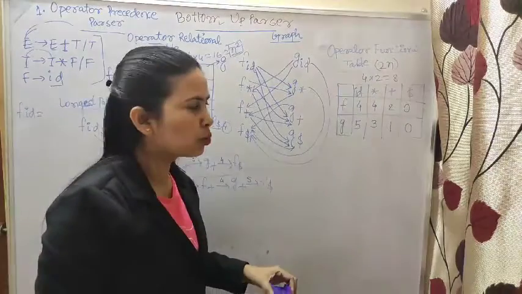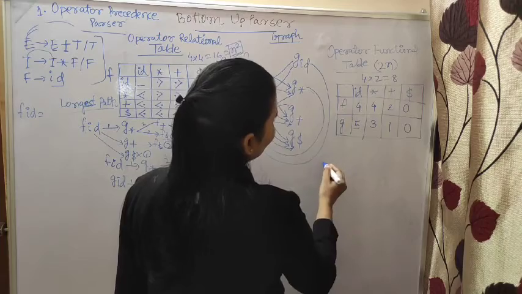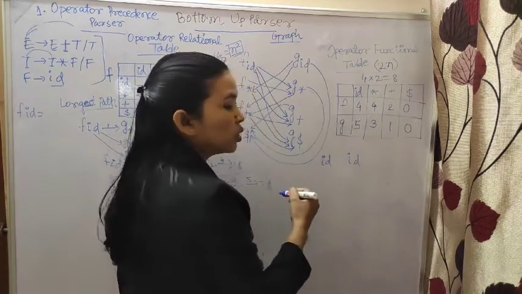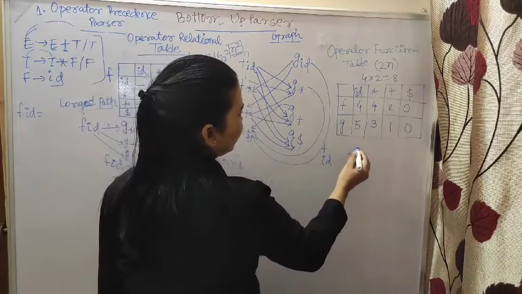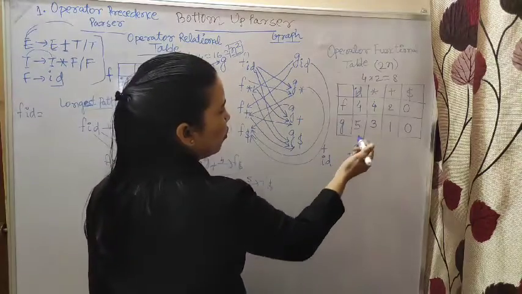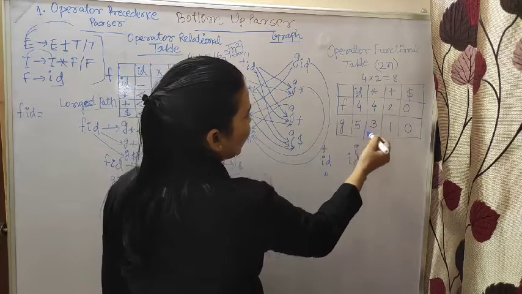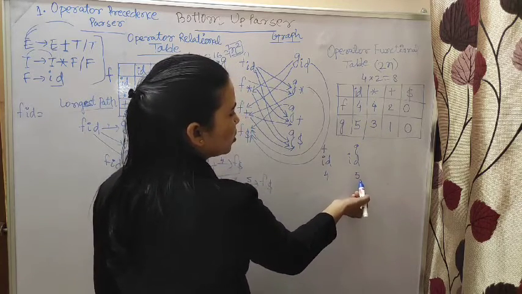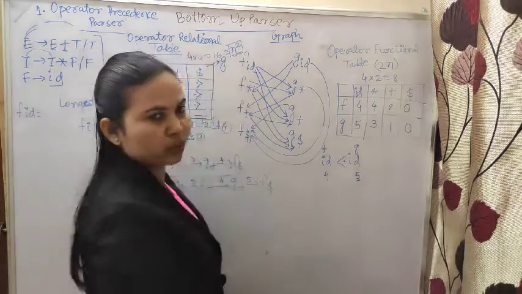Now we will check by the input. If two IDs are given, which ID will be preferred first? Here you will write F, here you will write G. Always F is on the left side, G is on the right side. Now F ID, what value is given? 4. Right side ID, what value is given? 5. So which one has the highest precedence? That means the bigger number, so G ID has the highest precedence.